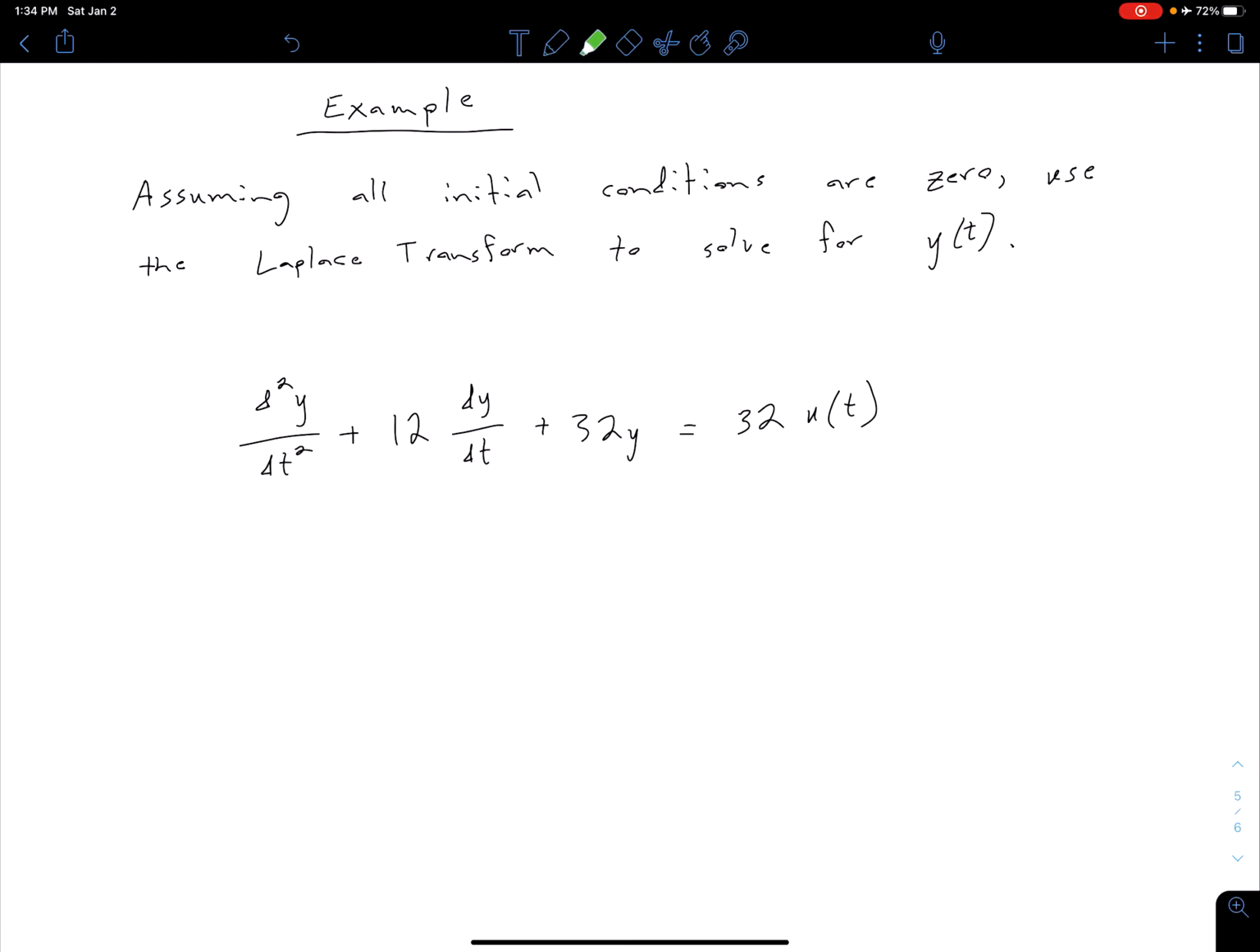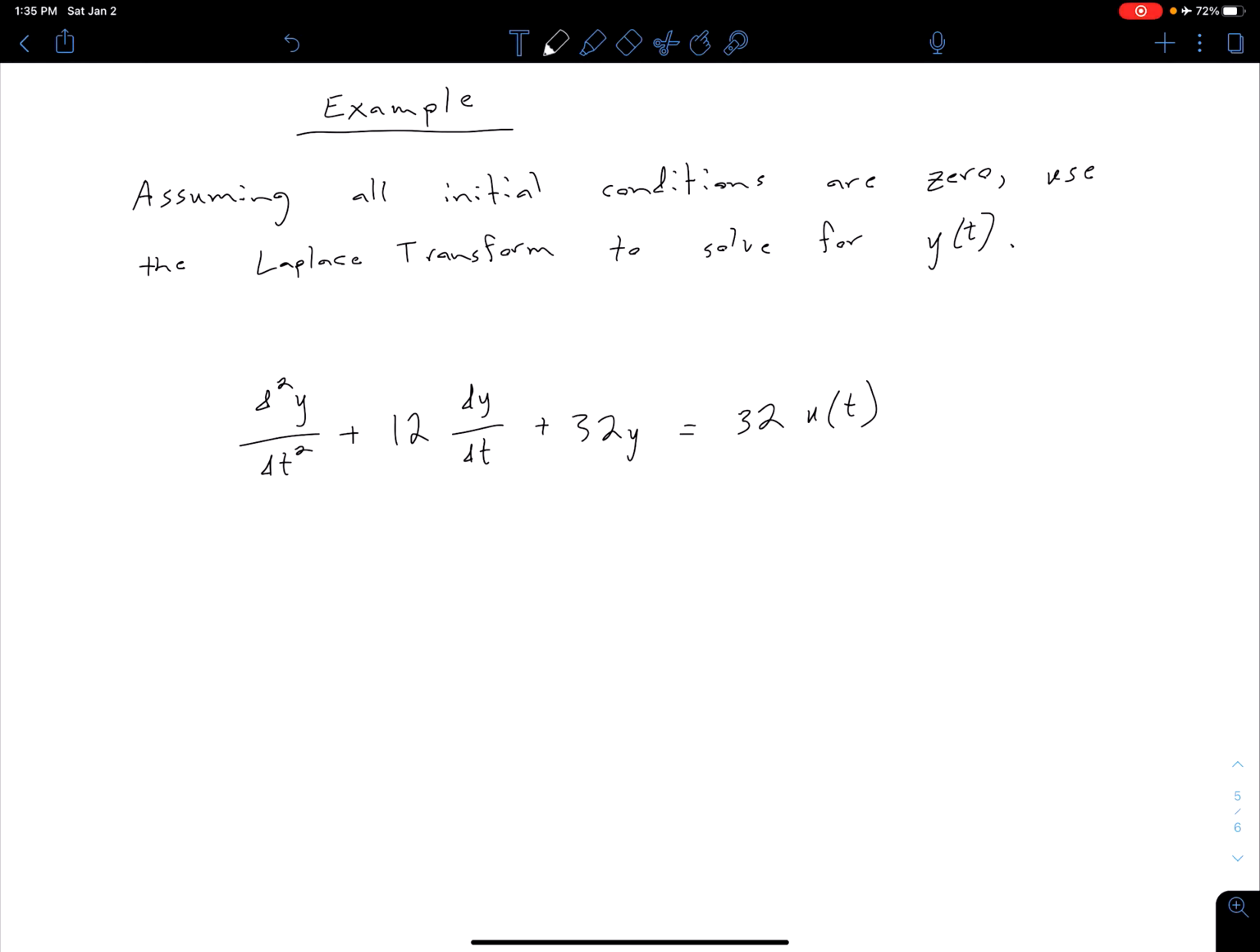We notice we have our output, if we call our output y, and we have our input over here. Let's say this is our input, u of t, and then all of these constant valued coefficients, 12, 32, and 32, and our 1 here, represent our system. To make this a little easier to solve, we transform to frequency, solve it there, then inverse transform back to our time domain to get y of t.